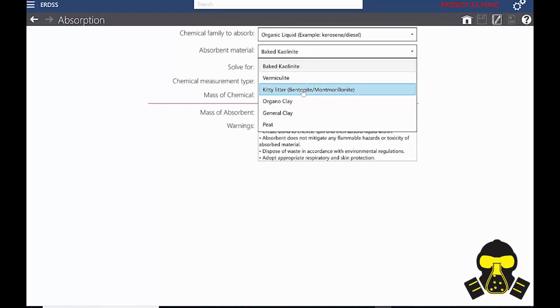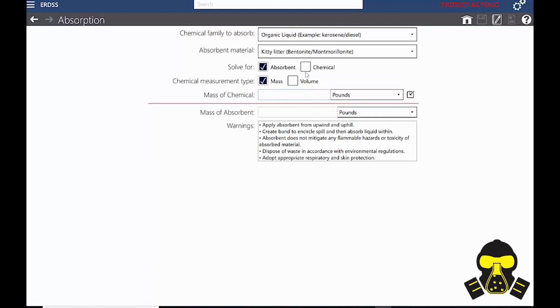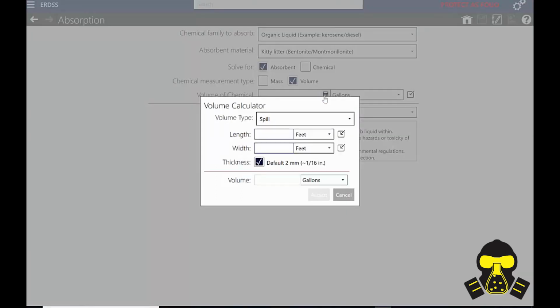Kitty litter is one of the worst things we have for absorbents. Most everybody uses it. Let's say we had the volume of the chemical. We're diesel. Nobody ever thinks about the size of the spill. You see a spill going out 20 feet and you're like, mother of God, we've got this much. I've got 50 gallons leaking. So let's use the spill calculator.